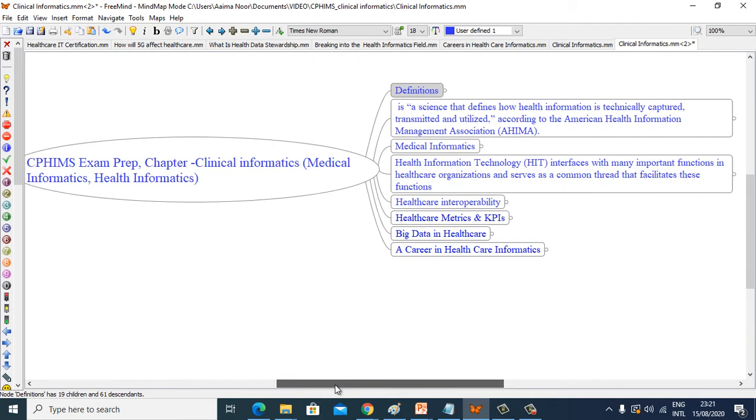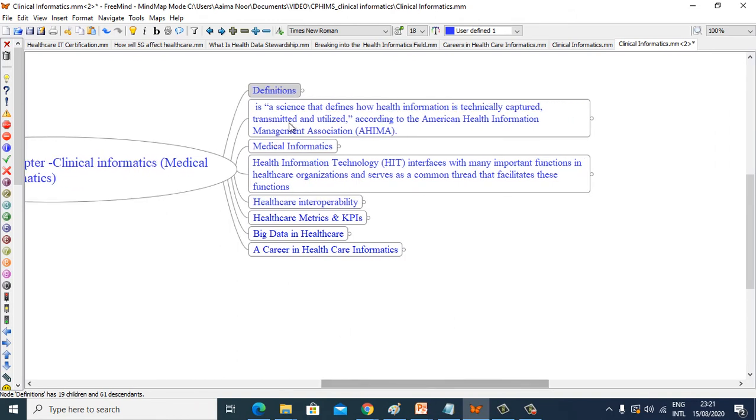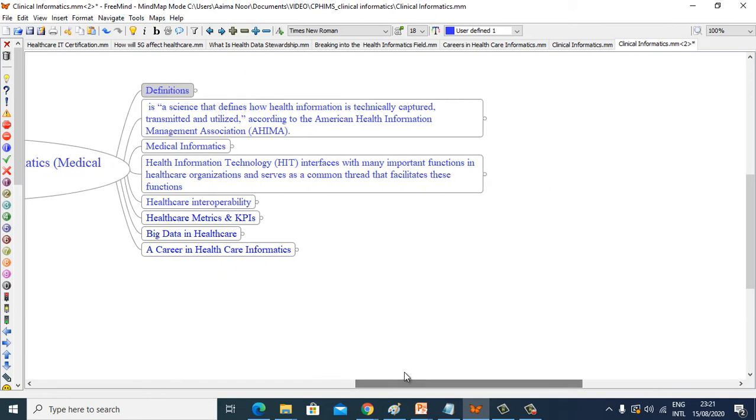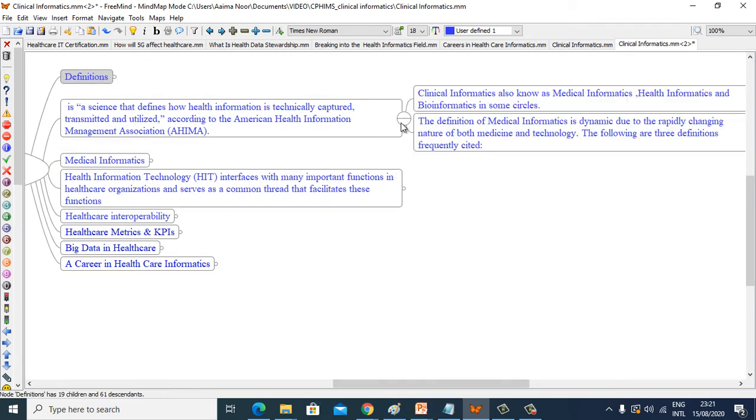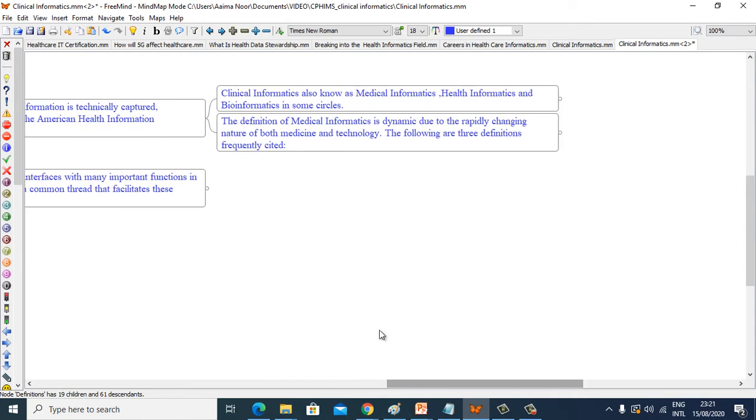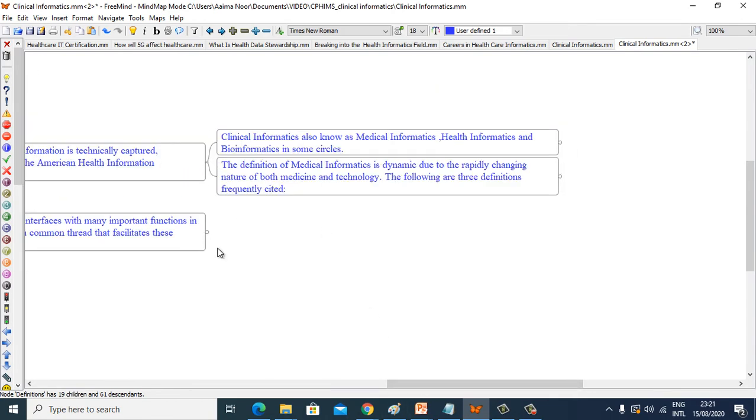Clinical informatics is a science that defines how health information is technically captured, transmitted, and utilized. According to the American Health Information Management Association (AHIMA), clinical informatics, also known as medical informatics, health informatics, and bioinformatics in some circles.